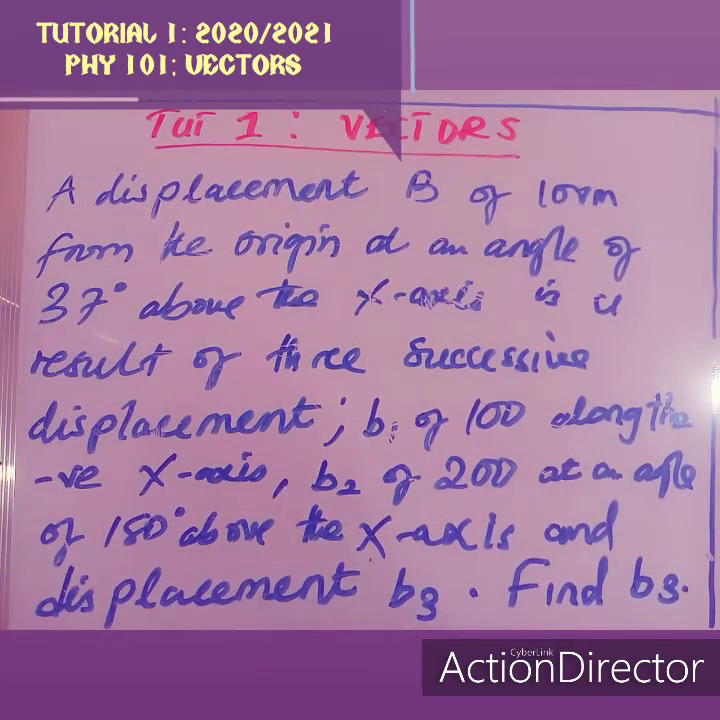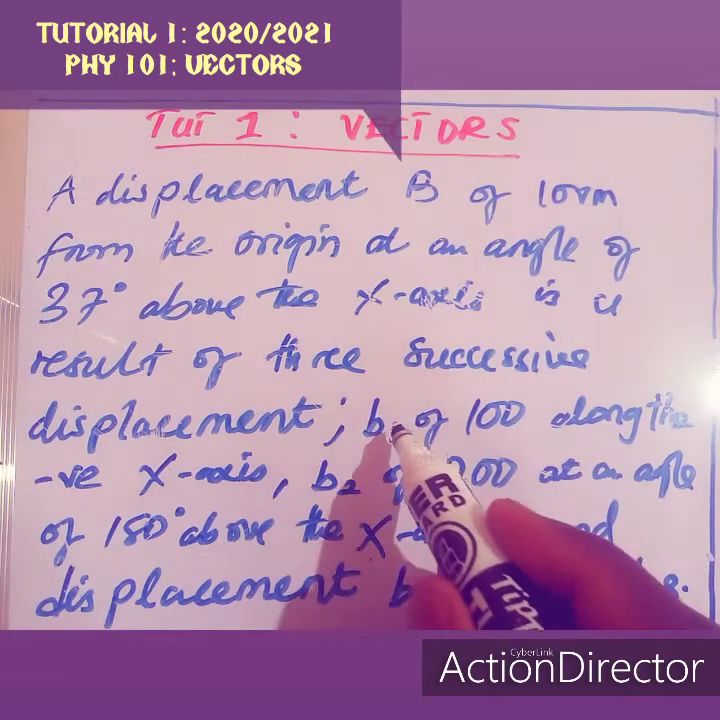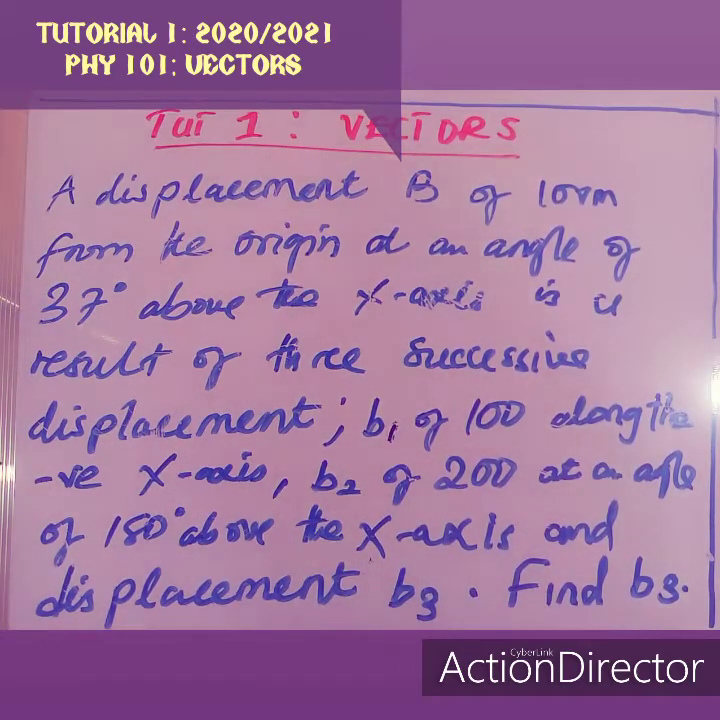So to start with, we'll look at our first question, which says a displacement B of 100 meters from the origin at an angle of 37 degrees above the x-axis is a result of three successive displacements. B1, sorry for an error, this is B1. So it says B1 of 100 meters along the negative x-axis, B2 of 200 meters at an angle of 150 degrees above the x-axis, and a displacement B3. Then the question says find B3. So what we're interested in is finding B3.